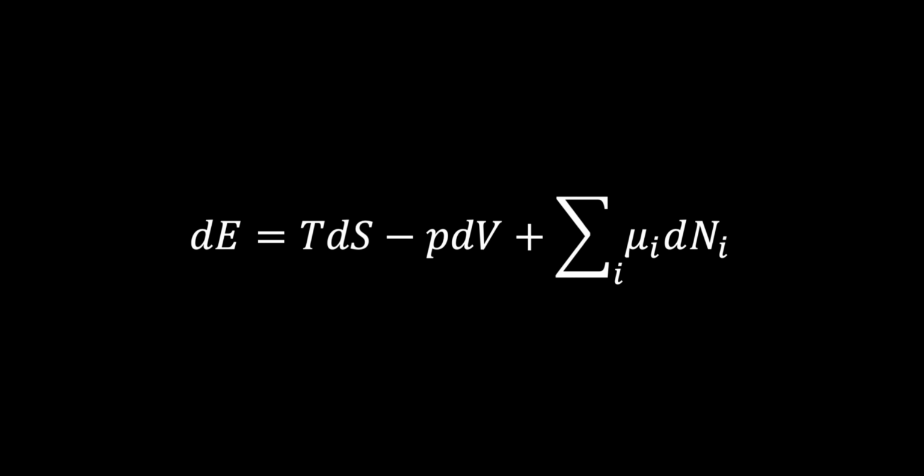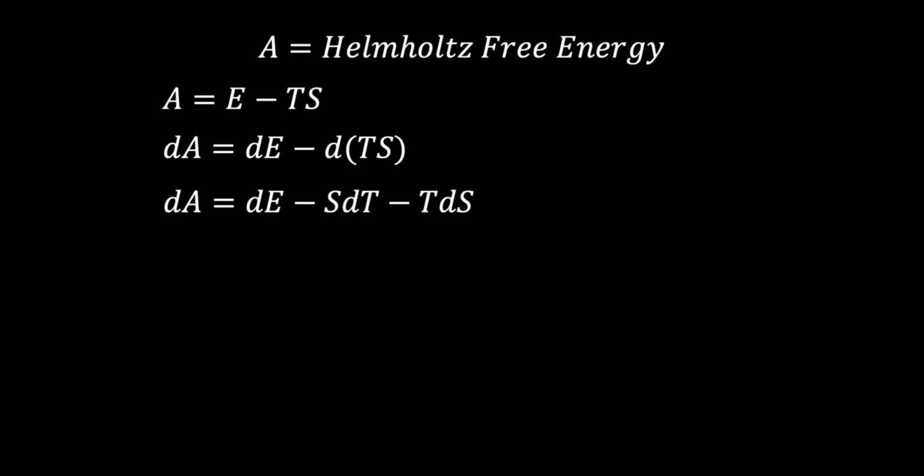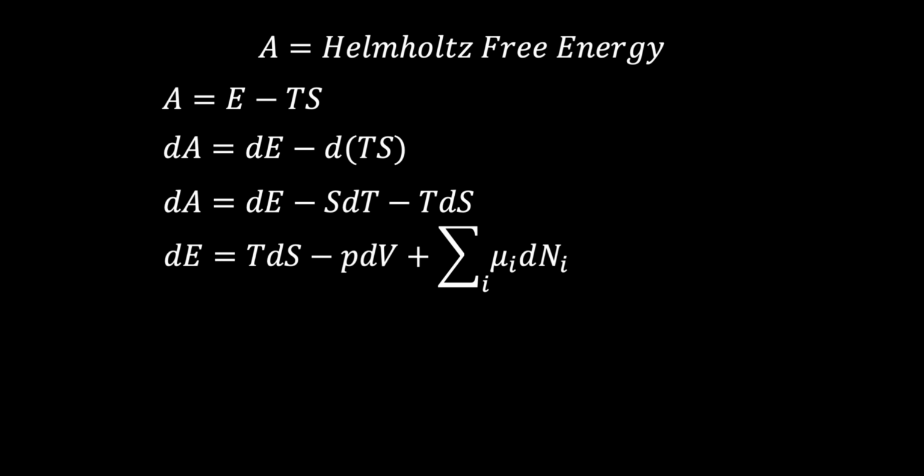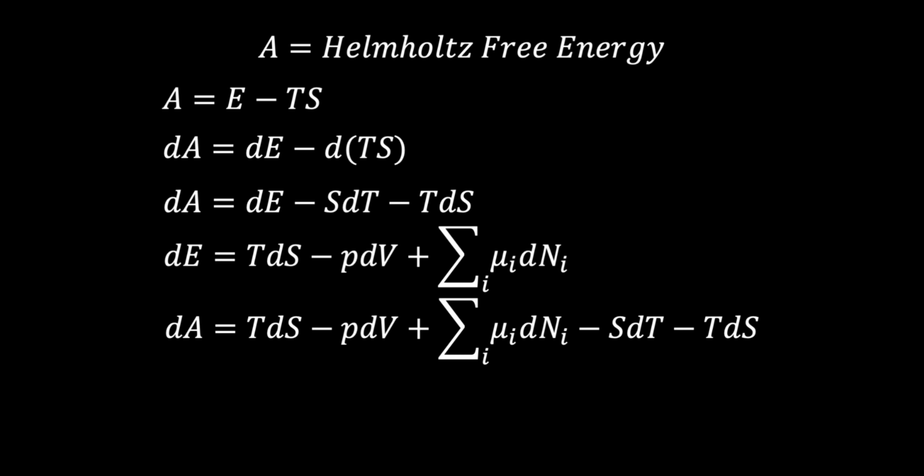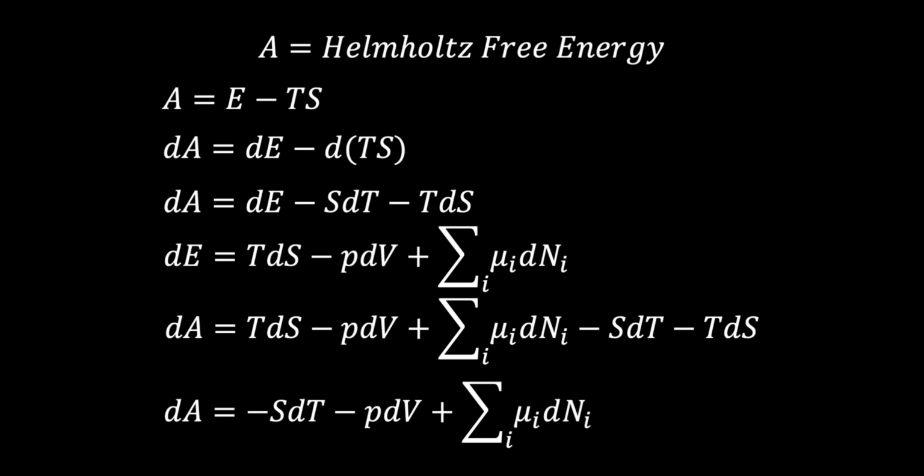The first that we are going to define is known as the Helmholtz free energy, and the symbol we will use is A. We define A as the energy minus the temperature times entropy. Then, we can take the derivative of A, and we find that dA is equal to dE minus SdT minus TdS. We then substitute in our expression for energy, and we see that dA is equal to negative SdT minus PdV plus mu dN, after we distribute the derivative and do some cancellation. This is the second of the fundamental thermodynamic relations.